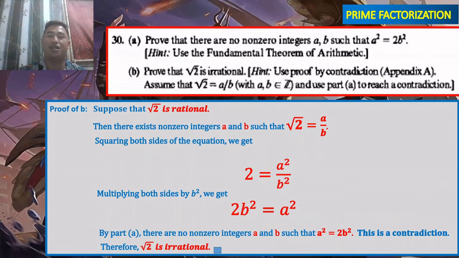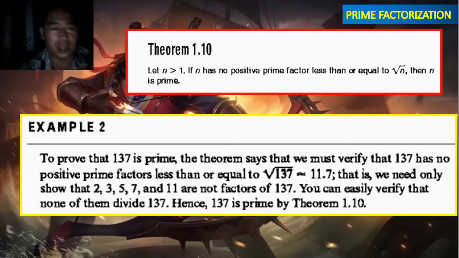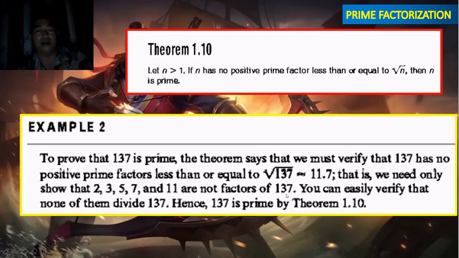Okay, this is still fine, class. Example: proving whether a number is prime. We use Theorem 1.10. So to prove that 137 is prime, the theorem says that we must verify that 137 has no positive prime factors less than or equal to square root of 137. Square root of 137 is 11.7. So we only need to show that 2, 3, 5, 7, and 11 are not factors of 137.